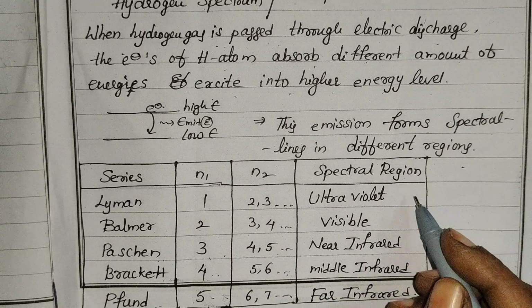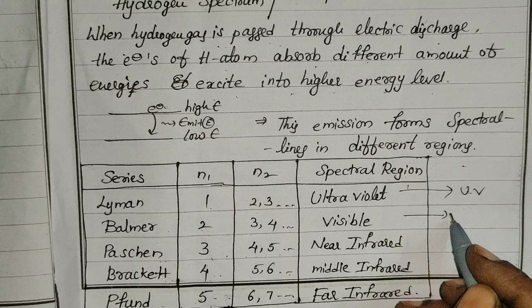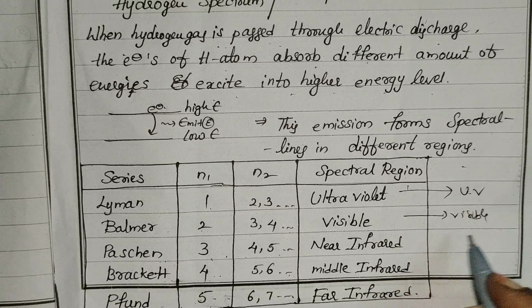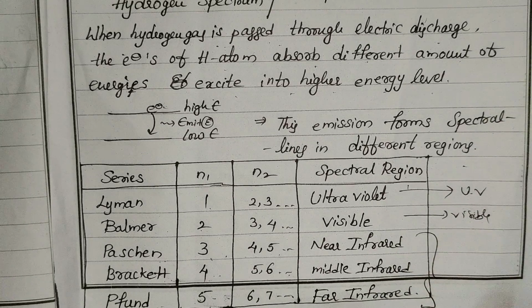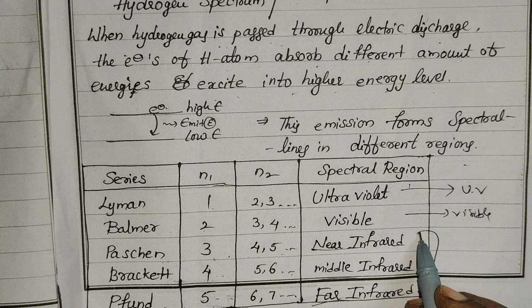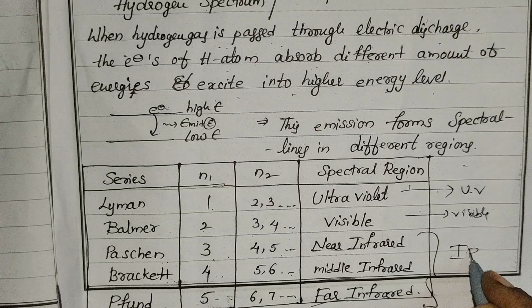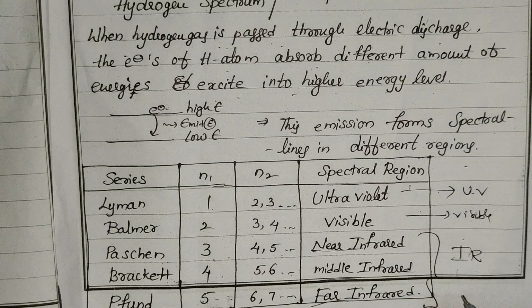Next, here we have 3 regions. One is the ultraviolet (UV) region, another is the visible region, another one is the IR region. In IR also we have 3 variations: near, middle, far. Okay, UV, visible and IR. Okay, near, middle, far.